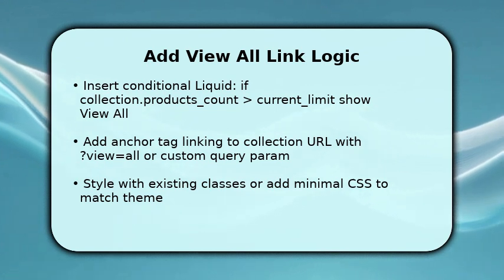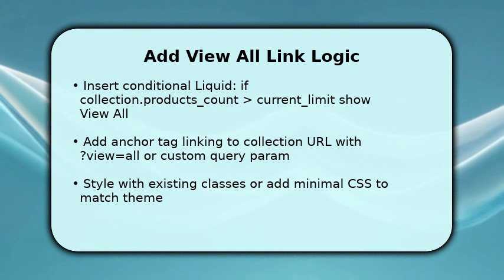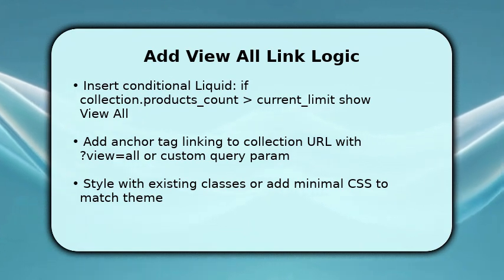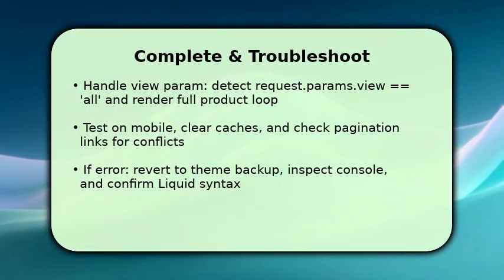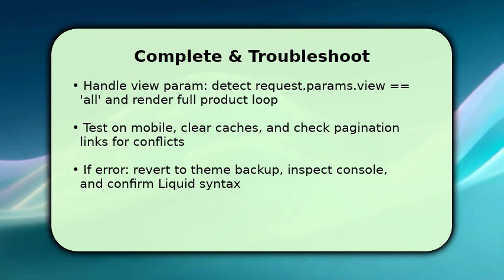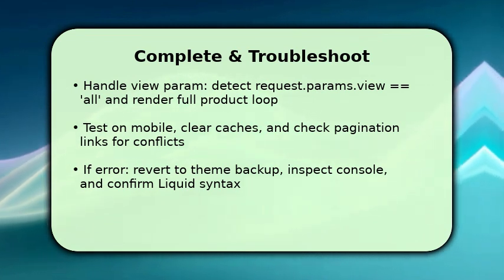Then add a small CSS rule so the button matches buttons site-wide. Test with a large collection to verify visibility and placement. Finish by reading the request parameter and bypassing any limit when view equals all. Render the full product loop or a paginated state suited for large catalogs.